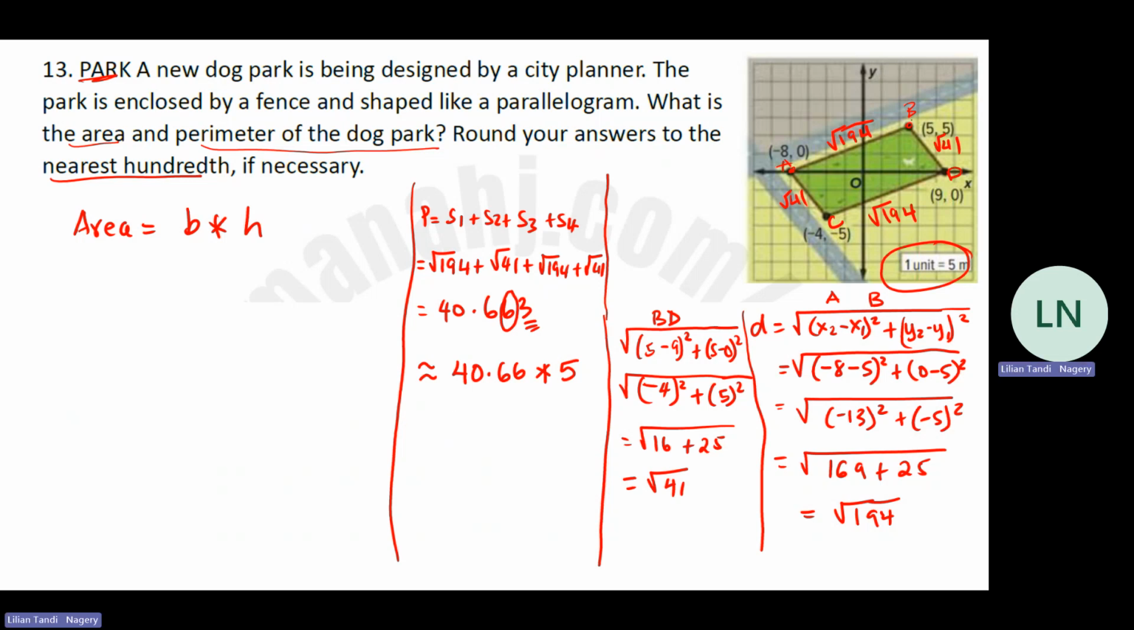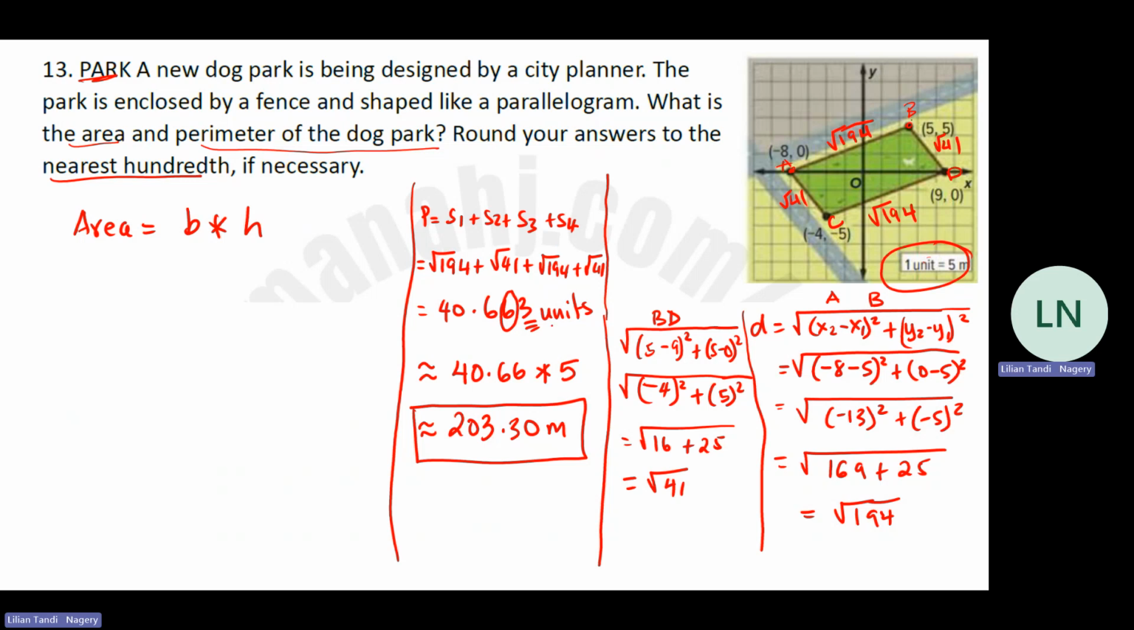So we will do 40.66 times 5. And that will give us 203.30 meters for perimeter. Okay? All right. Remember, this was units. Okay? And we've been told 1 unit is 5 meters. So if I have this many units, I have to multiply by 5 to change it here.